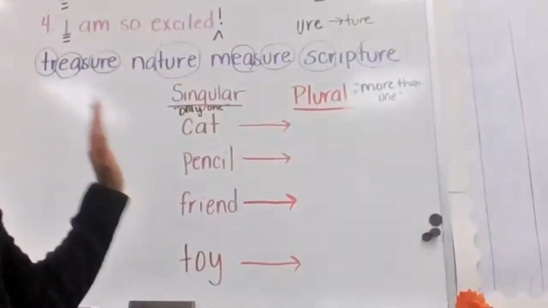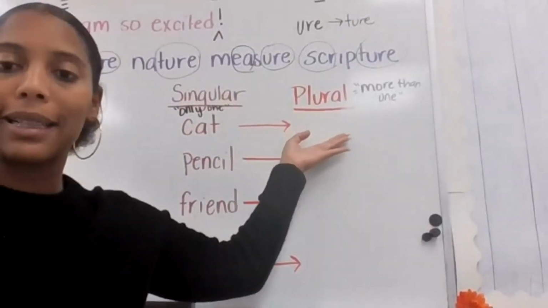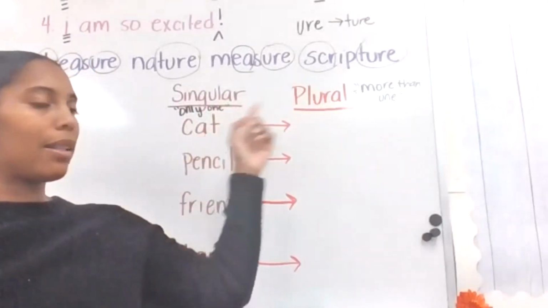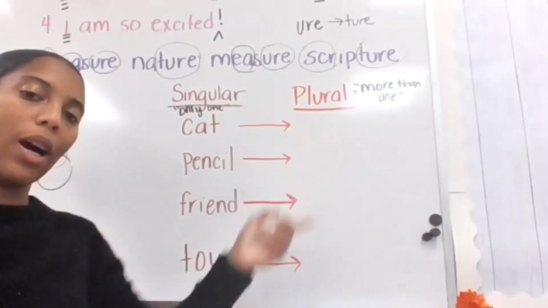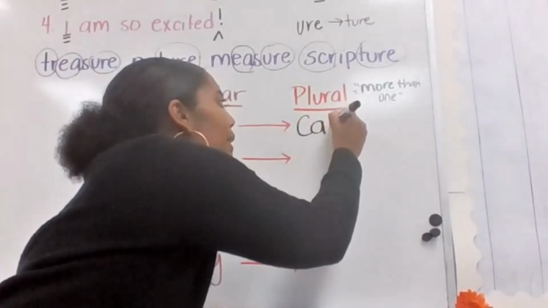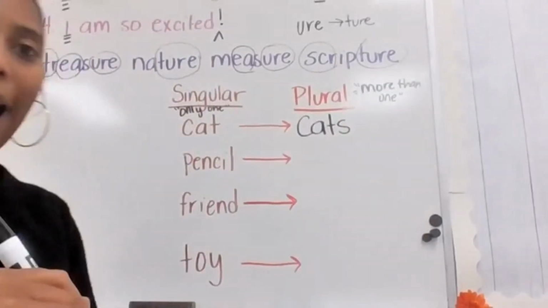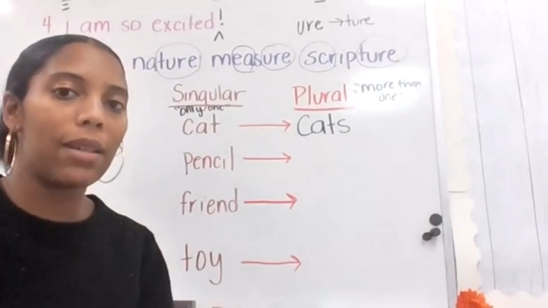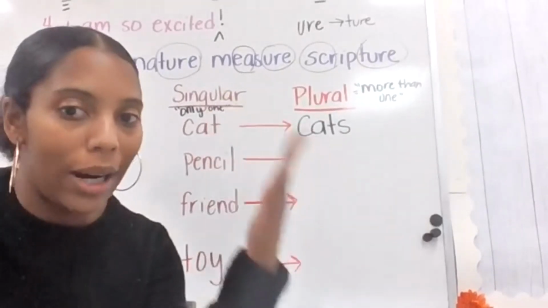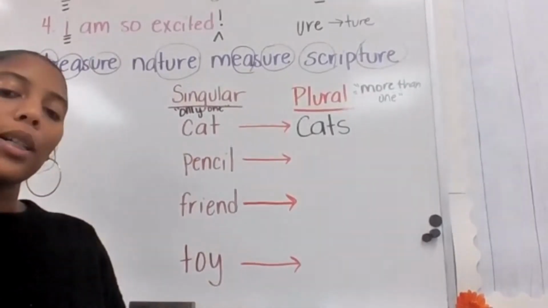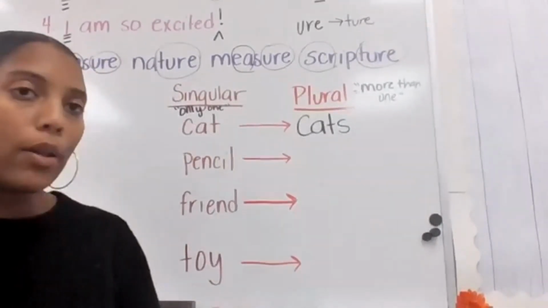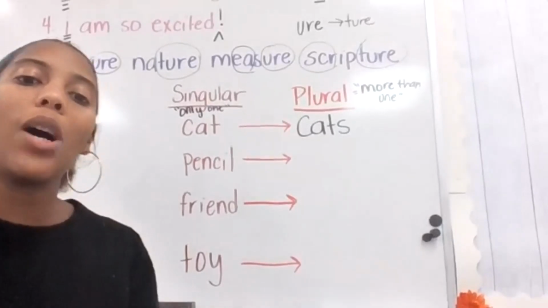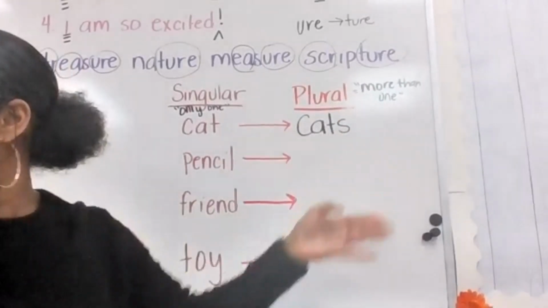Now, how we turn something from singular to plural is what will make a difference. Because when I say cat, I'm only talking about one cat. But when I want to turn cat into a plural noun, meaning making cat more than one, all I simply do is add the letter S. Cats. Now when I say the cats, cats is a plural noun, and obviously that means I'm going to have more than one cat. Anytime you want to turn some words into plural nouns, all you simply do is add the letter S to the end of it. That S lets us know that it's more than one. It is a plural noun now.